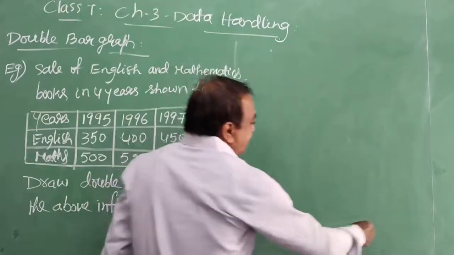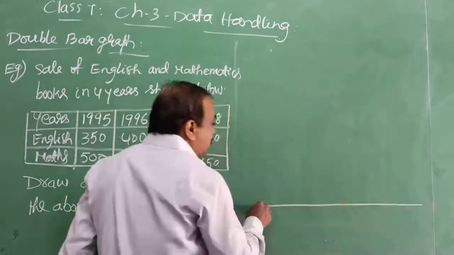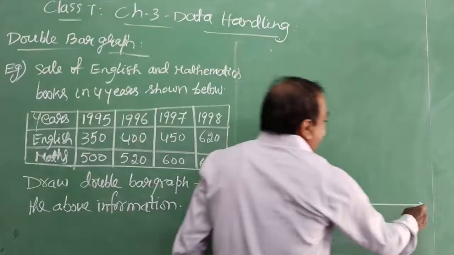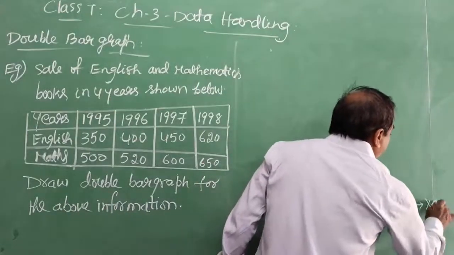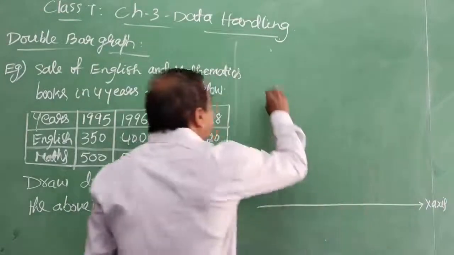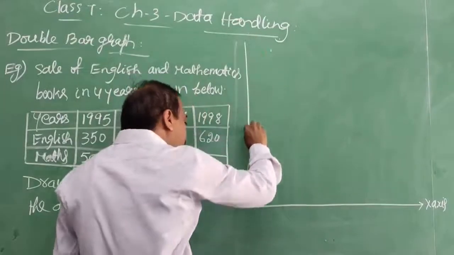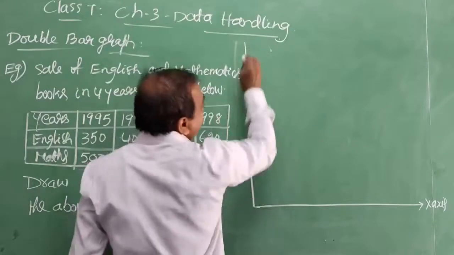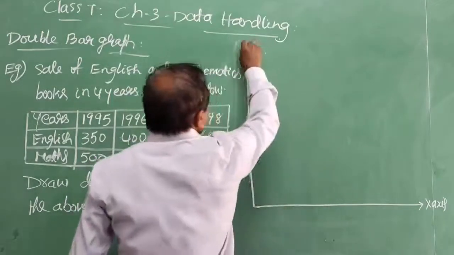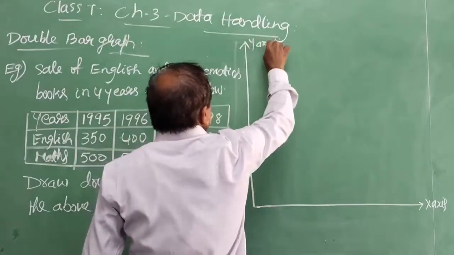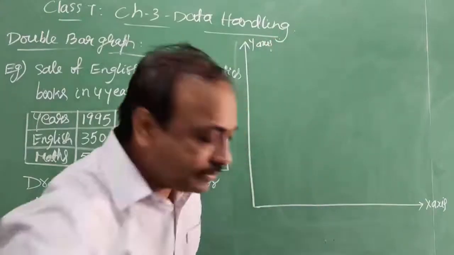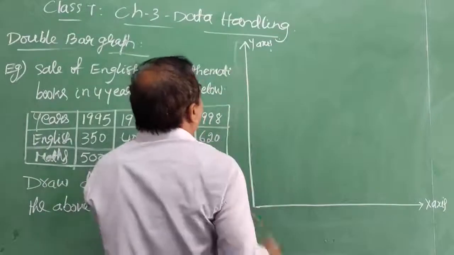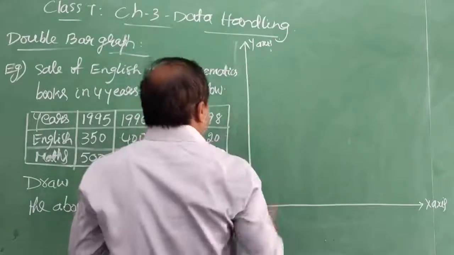So on the x-axis we take books or years. This is the x-axis, and the vertical line is the y-axis. Now here you can see where we are representing the information.